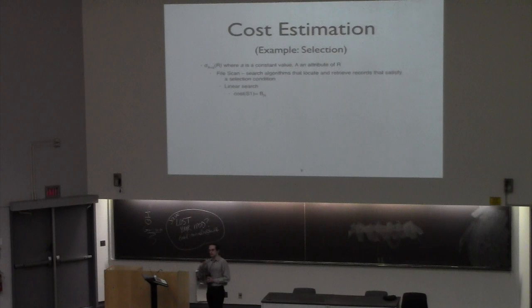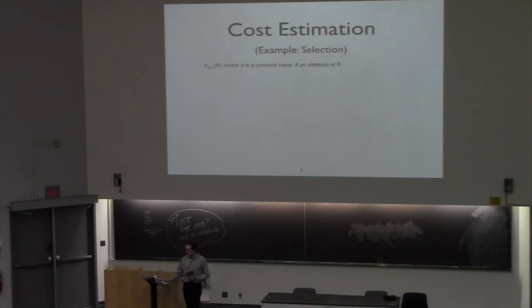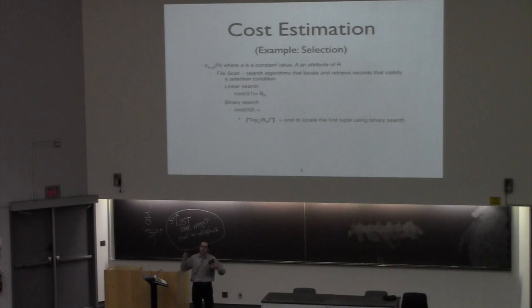Okay, so it could be indexed or it could be sorted. Let's handle sort first. So how would we use a sort? Binary search. And what kind of cost is that going to incur for us? Log n, great. It's actually going to be ceiling of log n, just because you always have to round up.